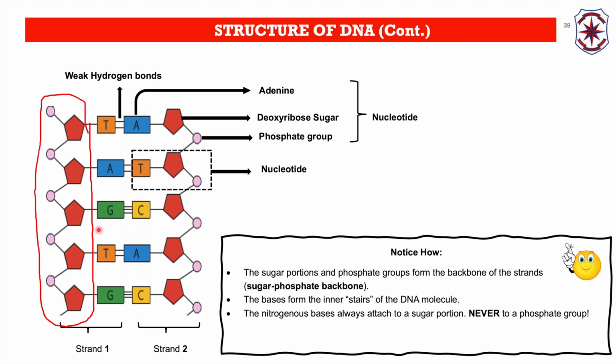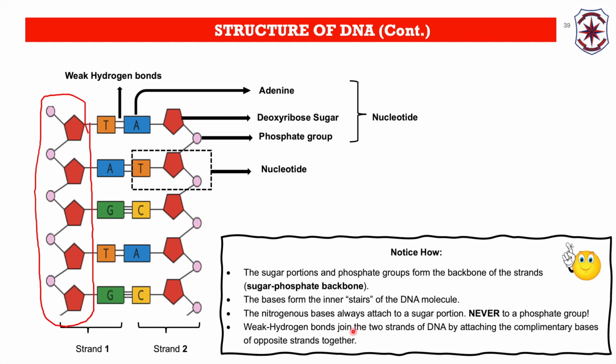Another point that we need to note, the nitrogenous bases always attach to a sugar portion, never a phosphate group. I have mentioned this. So always the nitrogenous base, if you can check, is attached to a sugar portion. There, nitrogenous base, sugar portion, nitrogenous base, sugar portion. The nitrogenous base never bonds with the phosphate group.